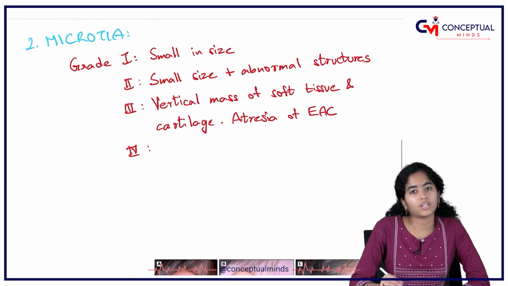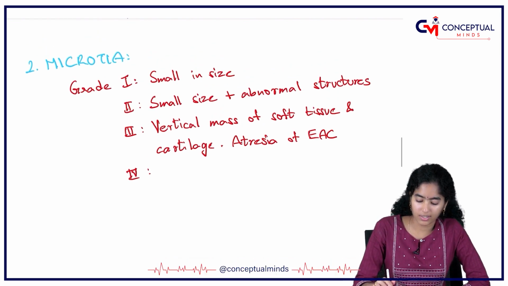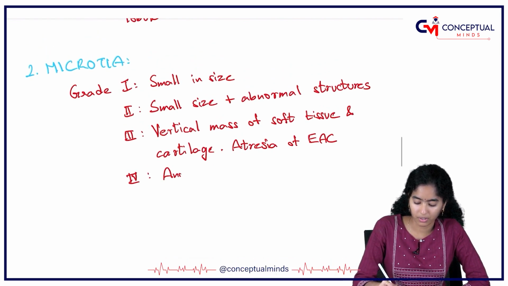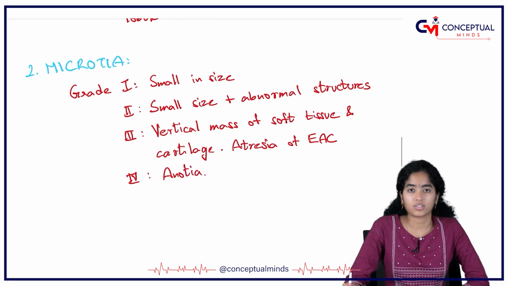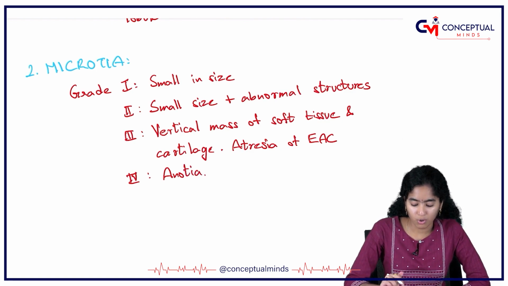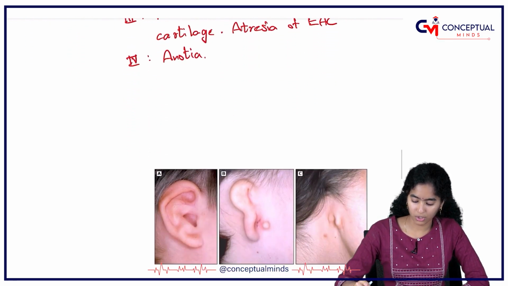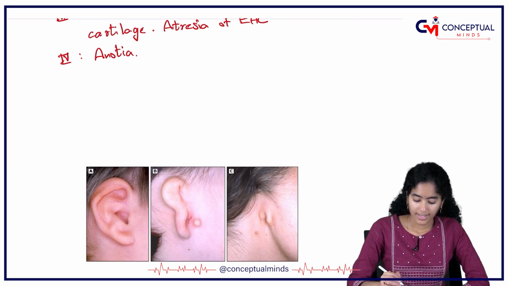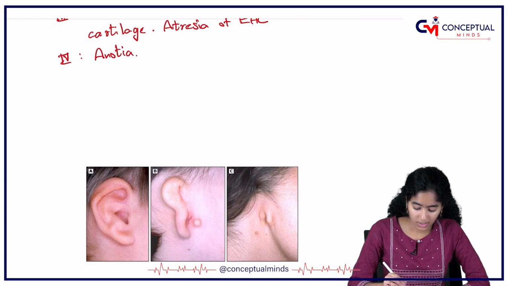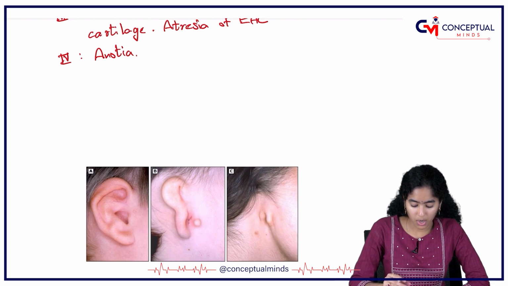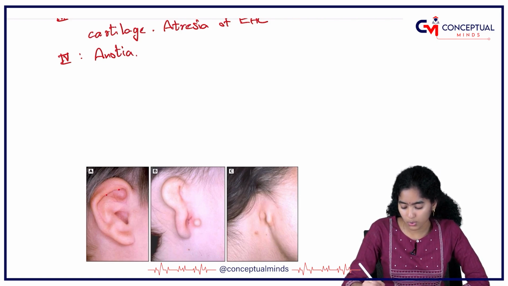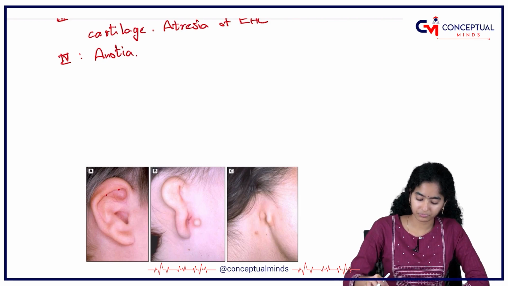In grade 4, all the external structures are absent, and that is nothing but our anotia. The entire pinna is absent. So, grade 4 microtia is anotia. Let us look into the pictures of microtia. This is grade 1. This is grade 2, where it is small and there is some minor abnormality in the shape, as you can see here. And this is grade 3 and this is grade 4. It is almost absent.